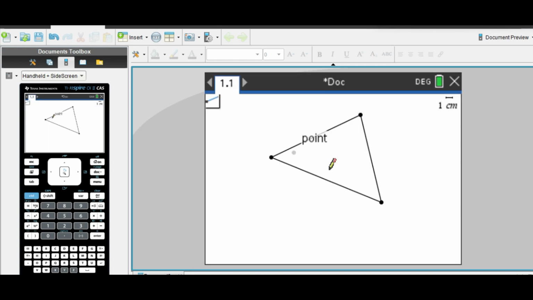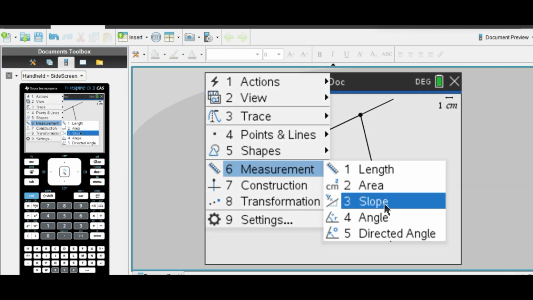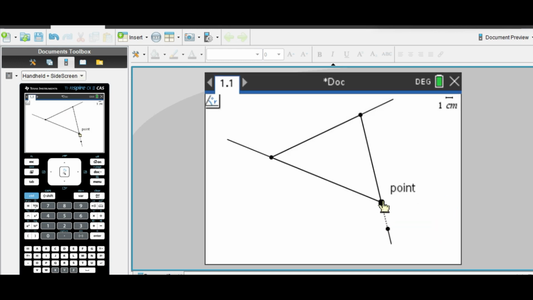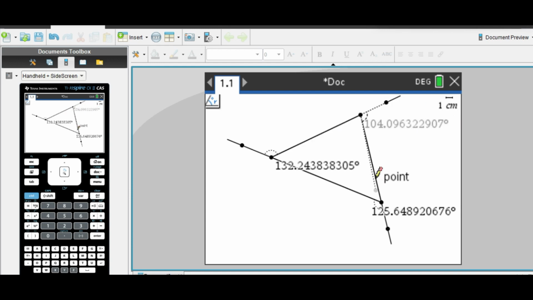What we do is we take a ray and we extend it, and that makes one exterior angle. If I extend each side in one direction, then I'd end up with three exterior angles. Let's see if I can measure those angles. I think I can. Okay, there's one. Two. Three.